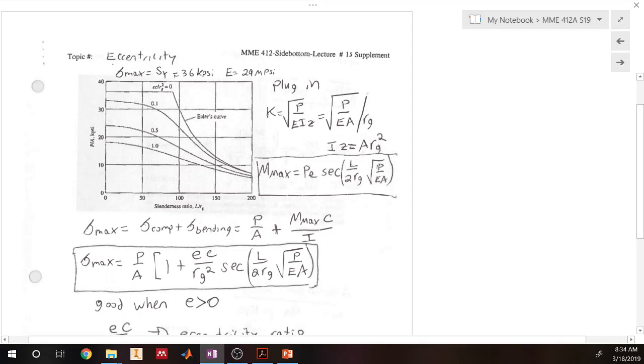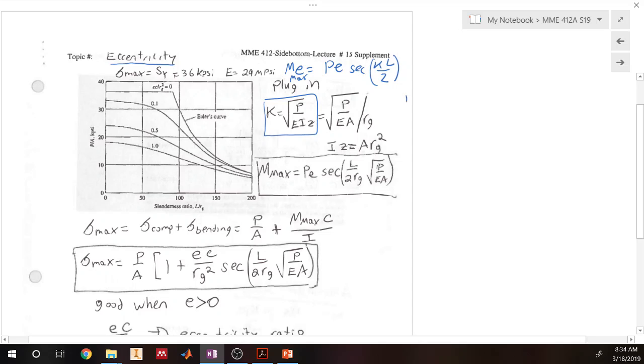So in this video, we're continuing our discussion of eccentricity. From the last slide, we said the max moment occurs at e times secant of kL over 2. So we're going to plug in k, this square root of P over EIz term.